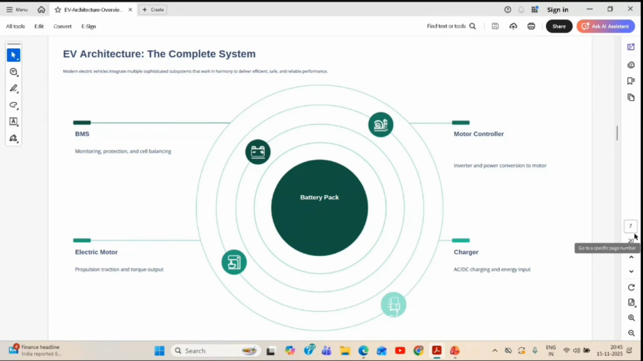So the EV is completely different from the IC engine, and in EV we are able to see different things.